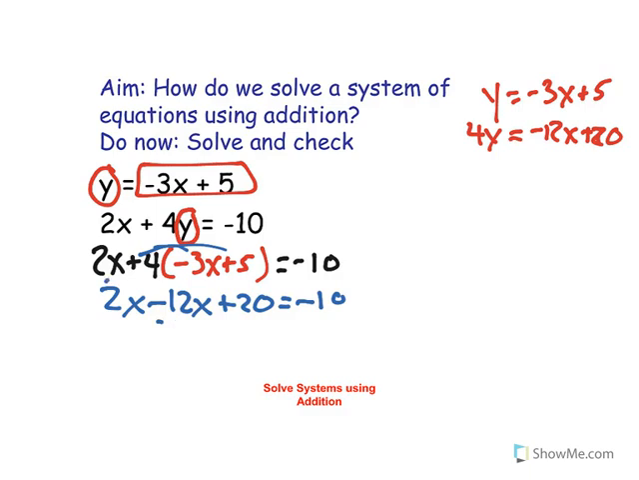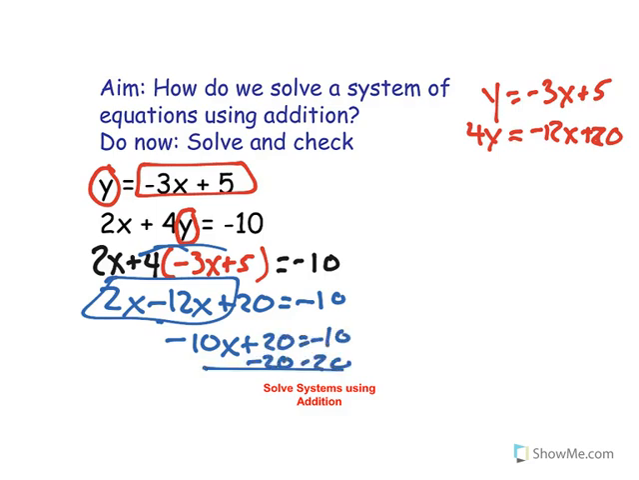Right, so we add those like terms here. That's going to give us negative 10x plus 20 equals negative 10. Right, so I get negative 10x equals negative 30. And certainly that will give us x is equal to 3.